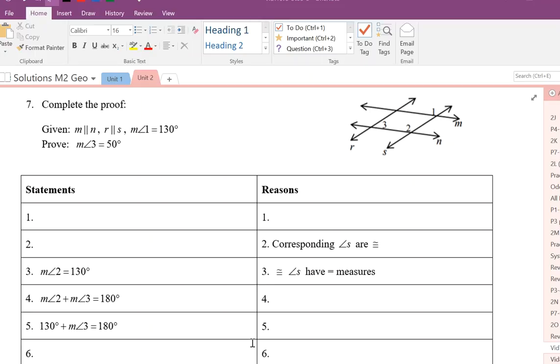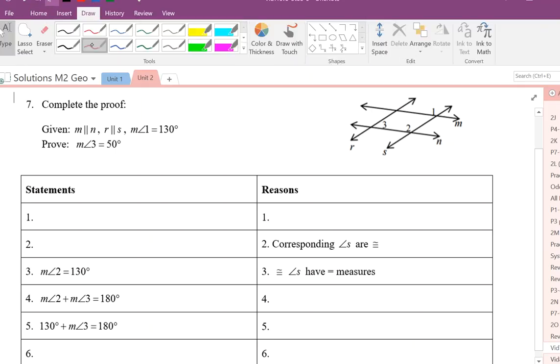This is my voiceover in completing the proof in number 7 on the review packet for sections 3-3 to 3-5. So the first thing I'll do is I will mark my given information into the diagram. I'm given that line M is parallel to line N, so I'll mark those with single arrows. And I'm told that line R and line S are parallel, so I will use double arrows to show that.